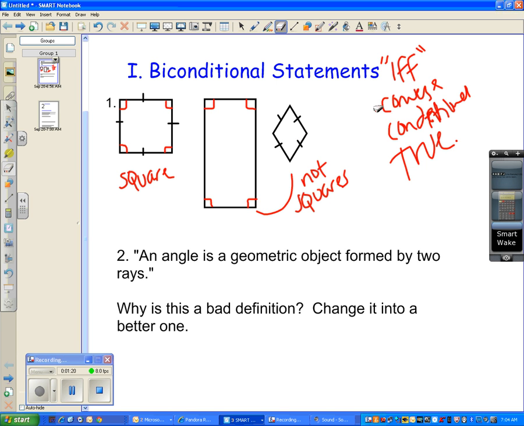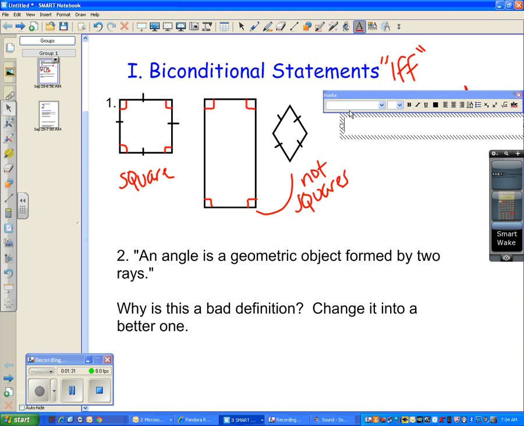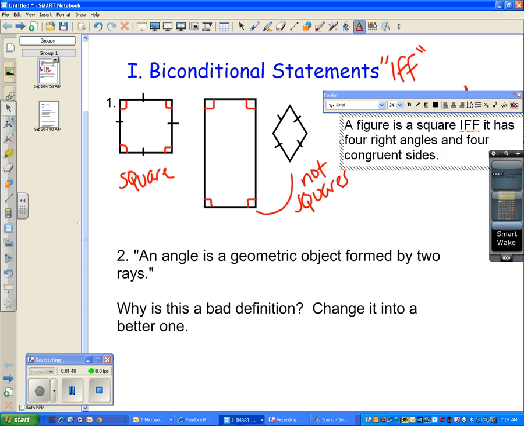So let's see. We know that the inverse and converse need to be true. We know that there needs to be an if and only if in there. So I can start off by saying a figure is a square if and only if it has 4 right angles and 4 congruent sides. So that would be my definition of a square. And I'm actually going to change figure to be polygon. That'll be more accurate, and we'll talk about that more in chapter 6. So this is an example of a good biconditional statement, a good definition.